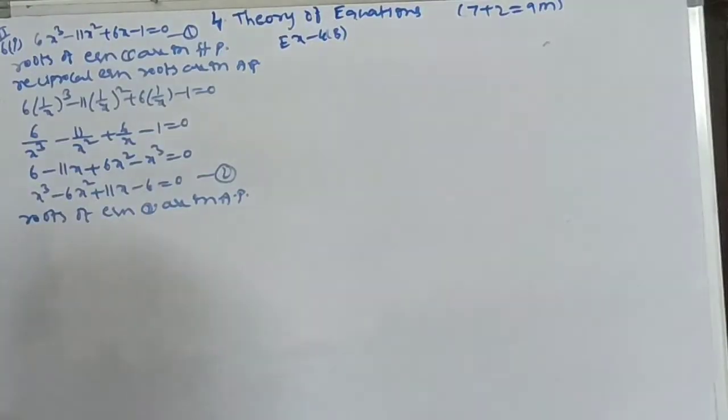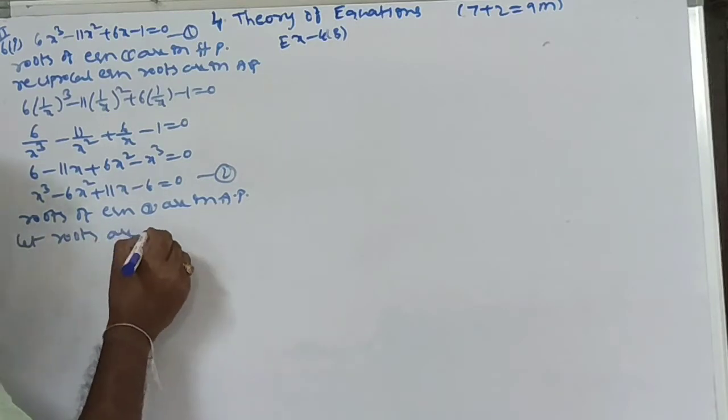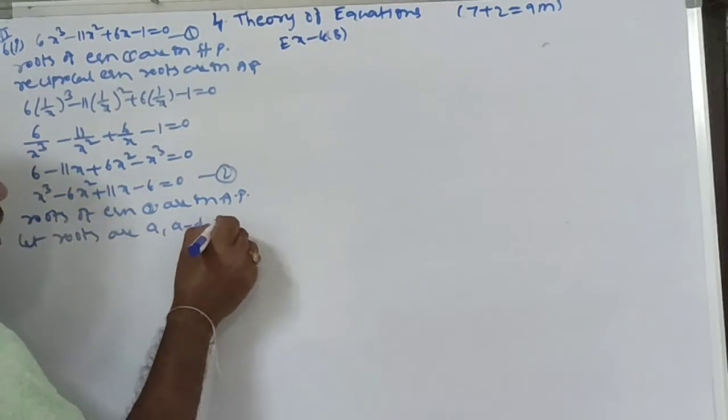Roots of equation 2 are in AP. Now we continue the previous process. Let the roots be A minus D, A, A plus D. If we are taking AP, we should take the sum: A plus A minus D plus A plus D.